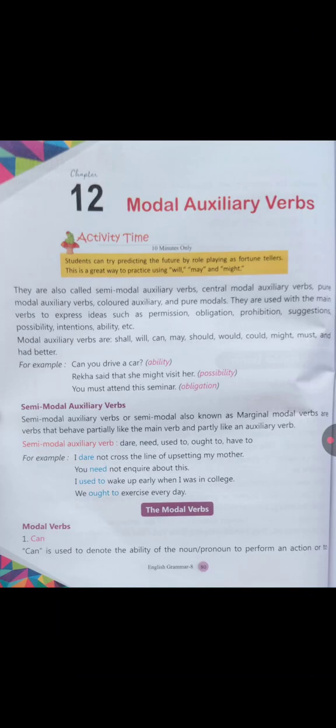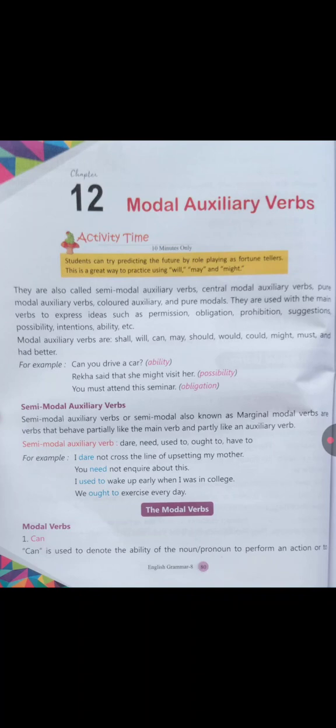Now the modal verbs. Number 1, can. Can is used to denote the ability of the noun or pronoun to perform an action or to request permission to act. For example, I can dance. Can I dance? Sonu can swim. Sheila can paint. Raju can drive cars.